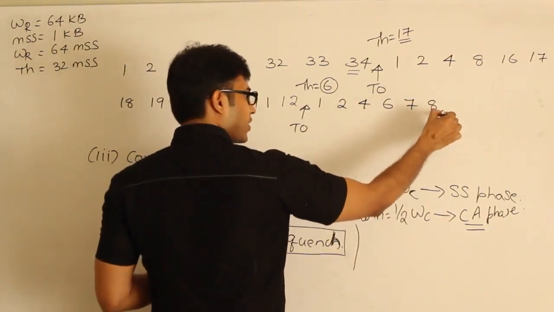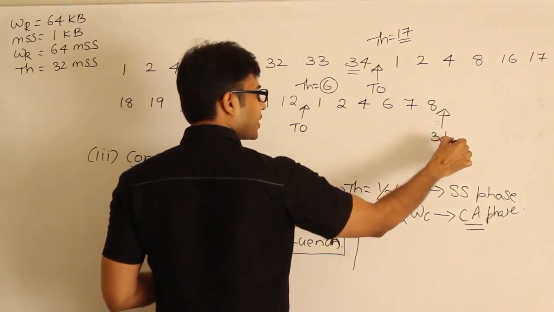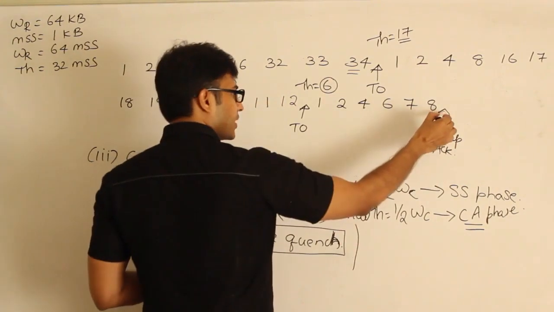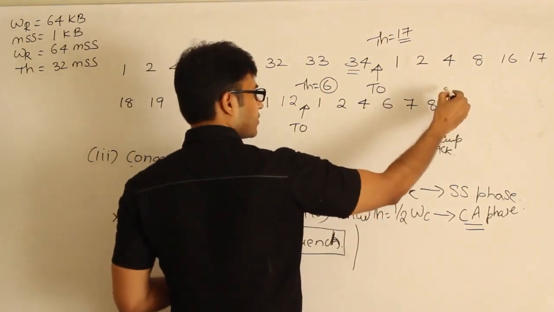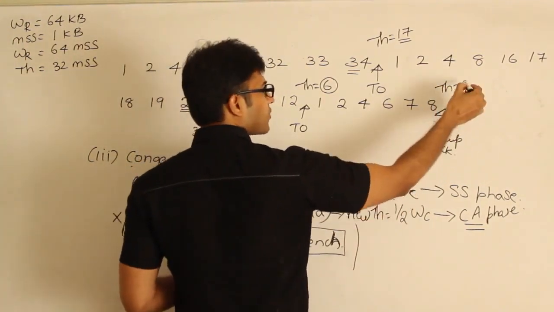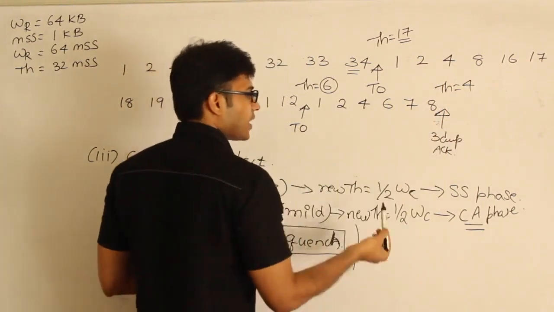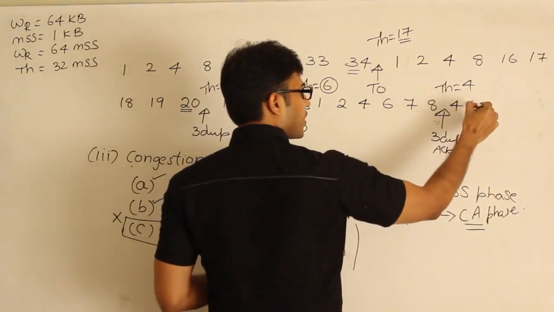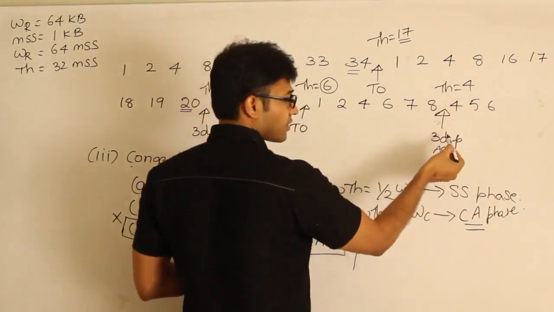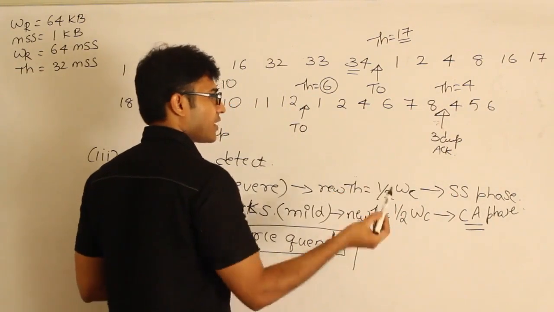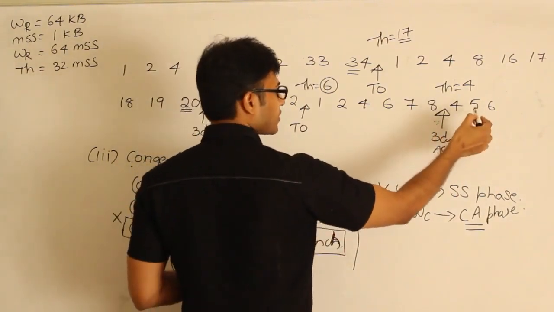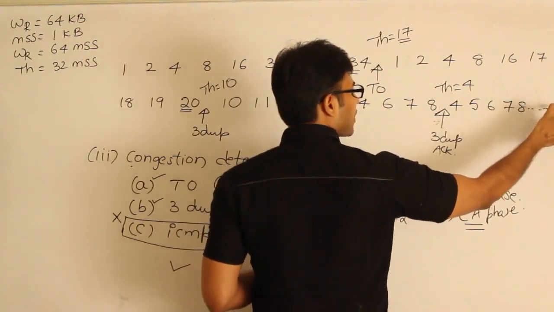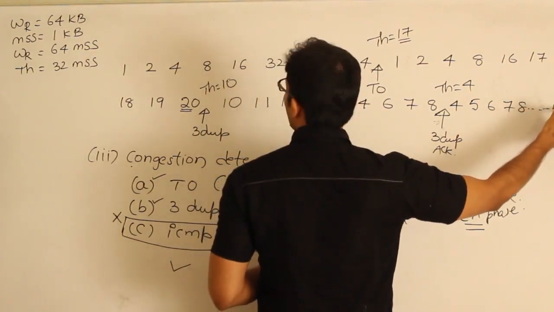Now let us say at this point there are 3 duplicate acknowledgements. Then what happens? If there are 3 duplicate acknowledgements, again the same thing. New threshold will be half of the current window, which is 4, and the algorithm will enter the congestion avoidance phase, not the slow start phase. Avoidance means linear growth. 4, 5, 6, 7, 8, and so on until it reaches how much?